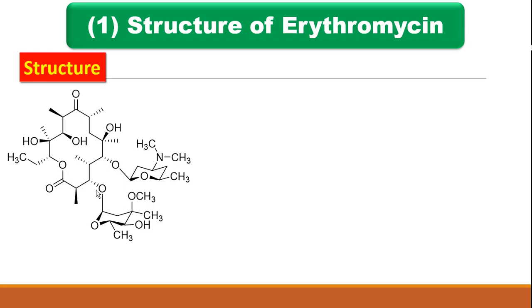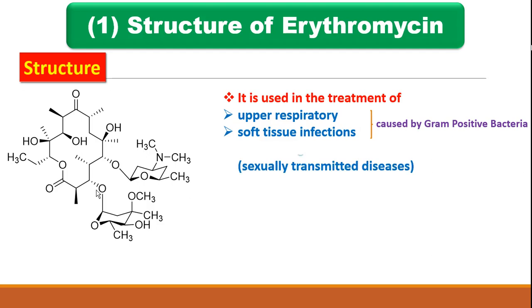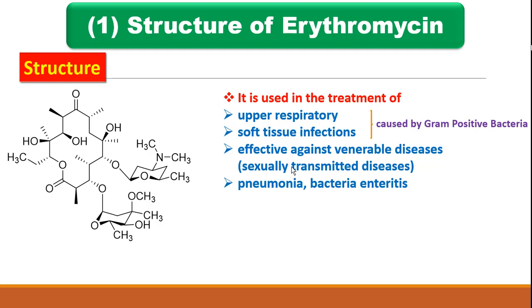So what is the use of this drug? This is used for upper respiratory system infections and also soft tissue infections. These are caused by gram positive bacteria. And it is effective against venereal diseases. So whatever the diseases transmitted through sex, that means sexually transmitted diseases, that can be treated by erythromycin, and it is also used to treat pneumonia and bacterial enteritis. So friends, this is the use of erythromycin.